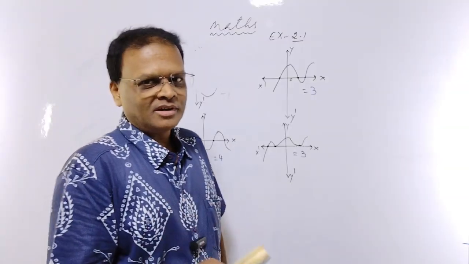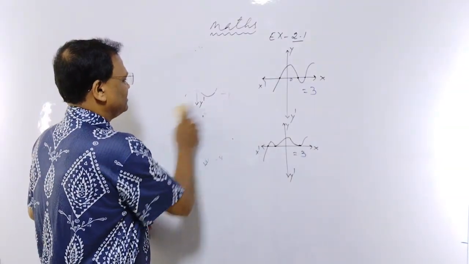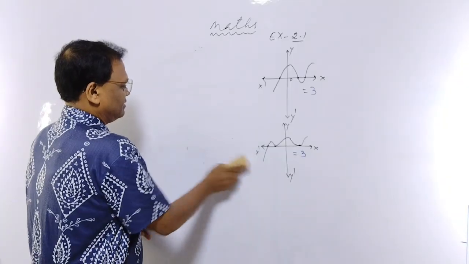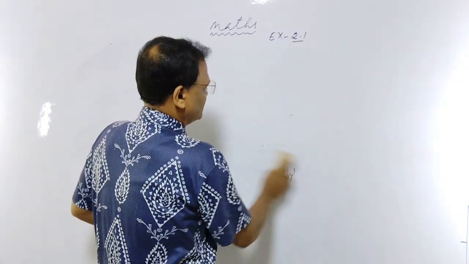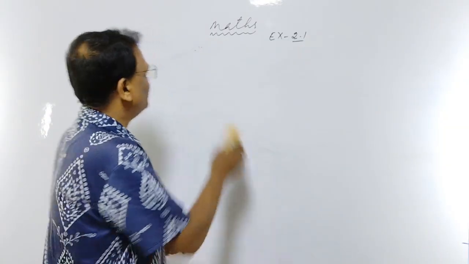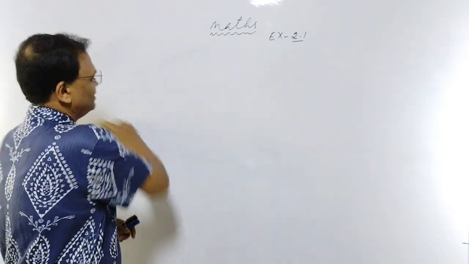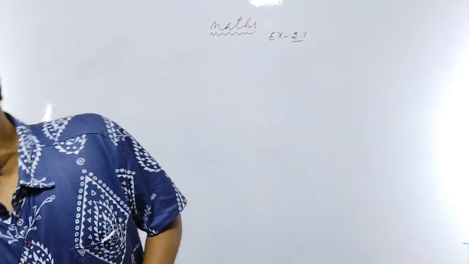Already I made one video. I had prepared one video on finding the zeros and the relation between the zeros and coefficients. If you go back, you can watch that video. If you go through it, you can definitely solve each problem. But still, I am doing the second exercise.